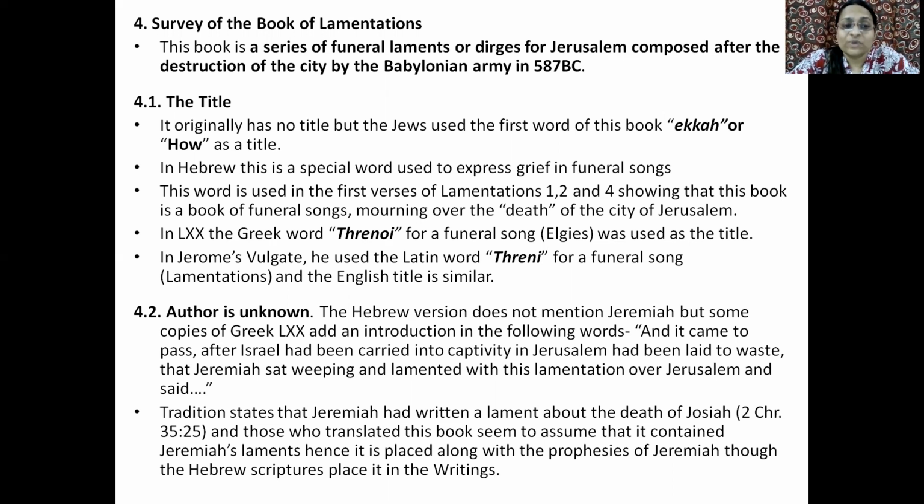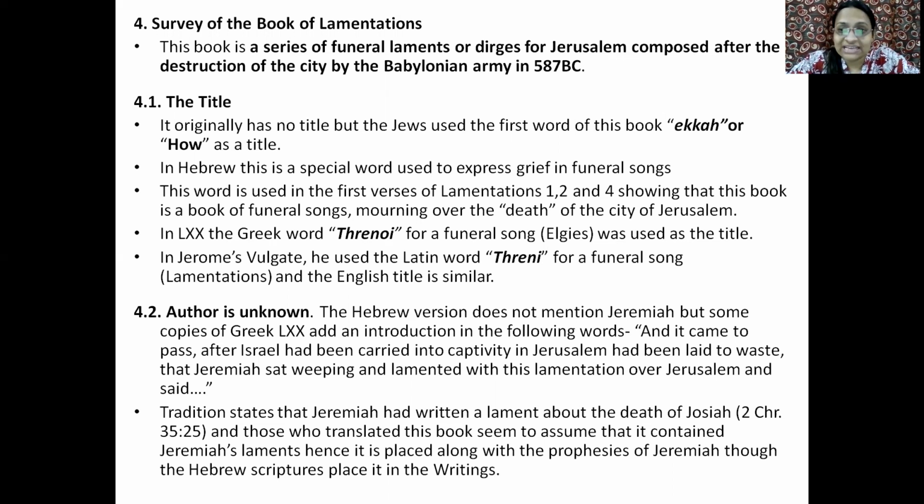This word is used in the first verse of Lamentations, and in chapters 2 and 4 also, showing that the book is a book of funeral songs. The book contains songs of mourning over the death of the city of Jerusalem. So the city of Jerusalem has died and a funeral has taken place, and this song comes up as a funeral song for the death of the city.